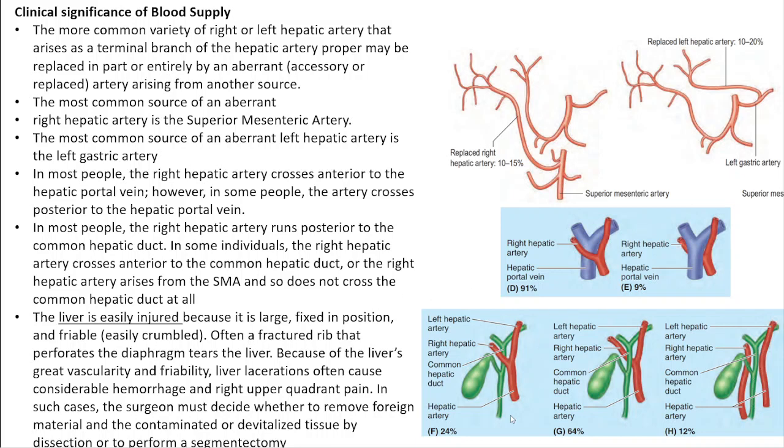So these variations have to be kept in mind by surgeons while operating in this region, for lobectomies of the liver, in which case they will have to cut off and seal the right or the left hepatic artery. They should be careful where it is crossing the portal vein, anteriorly or posteriorly.